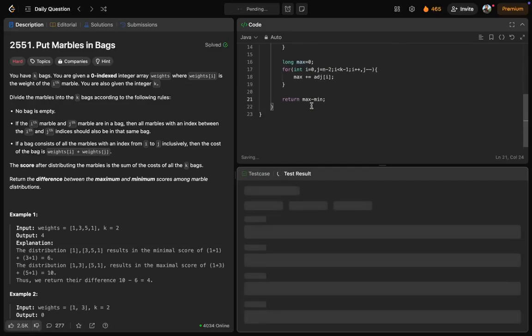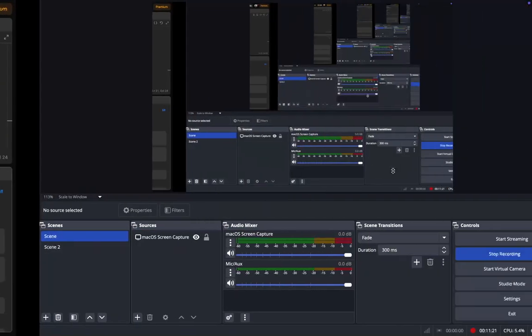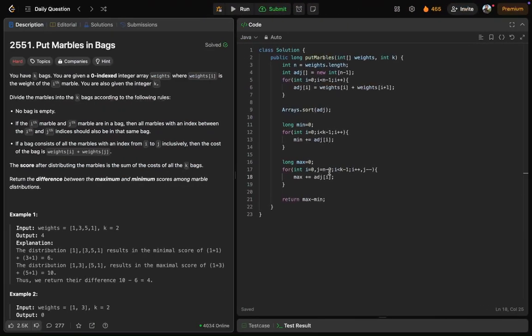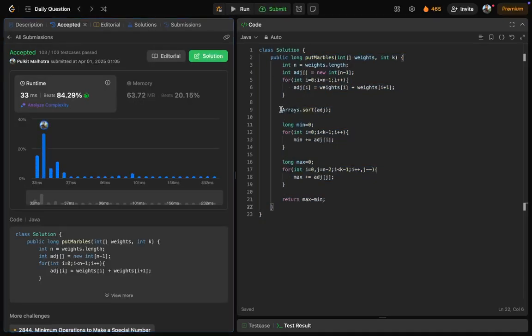Let's run this, and we have an error here. There's some mistake. I need to access the last value. The last position is j. So first I will access the last, then the second last, then the third last. So let's submit this, and let's discuss the time and space complexity. In this code we have the sorting, so it will be n log n. What about space? Space is order of n.